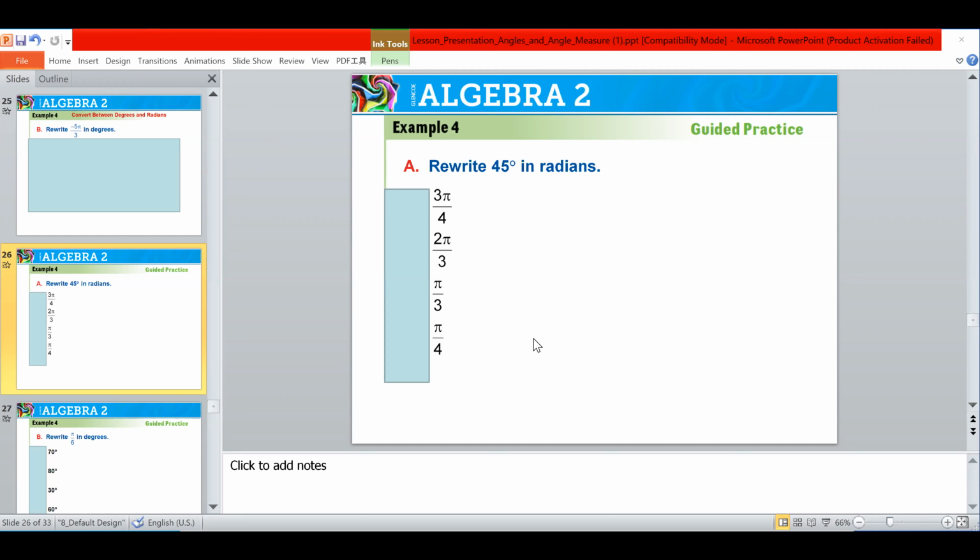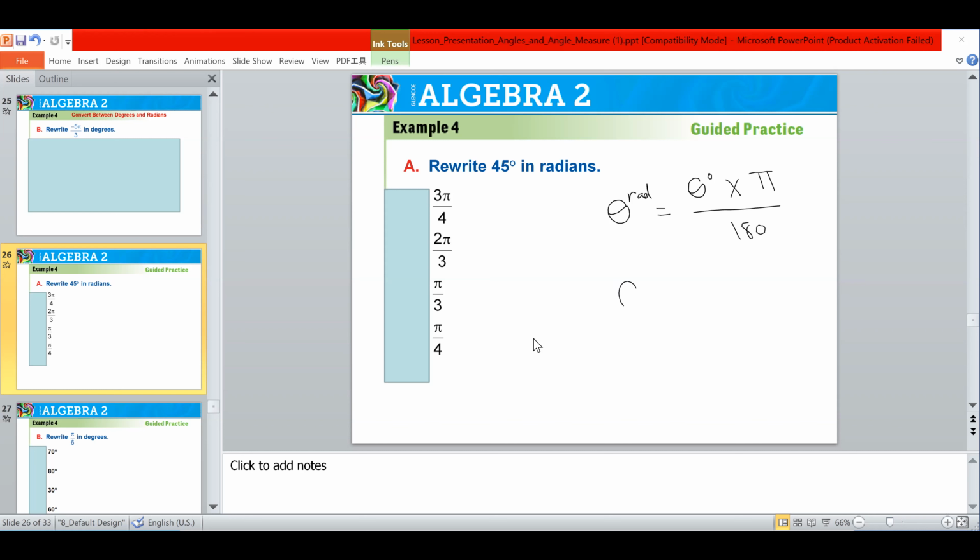Yes, Nasser. Can you read the problem, please? Okay, rewrite 45 degrees in radians. Yes, by steps. First, give me the rule. Theta rad equals theta degree times pi over 180.